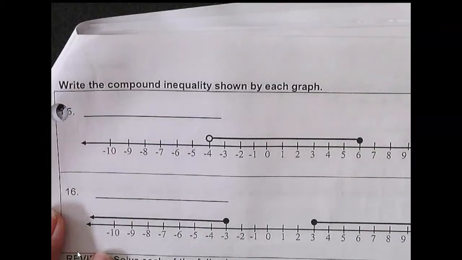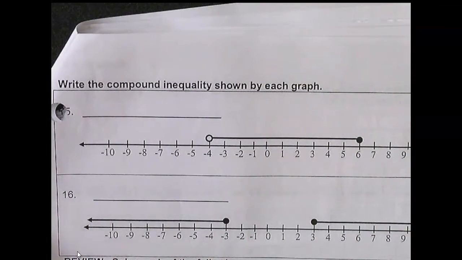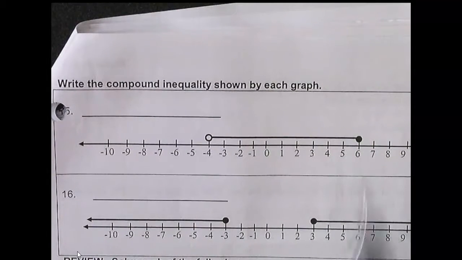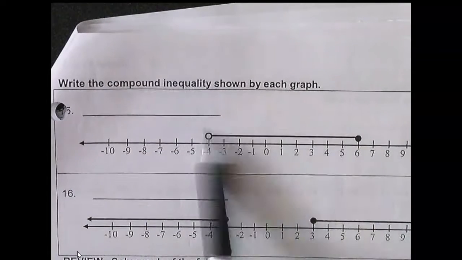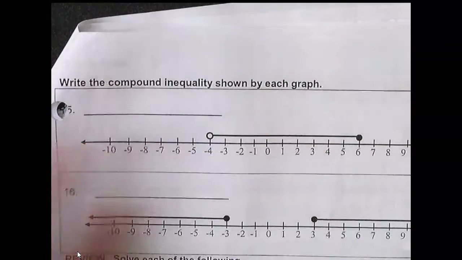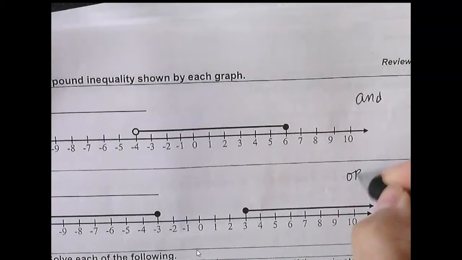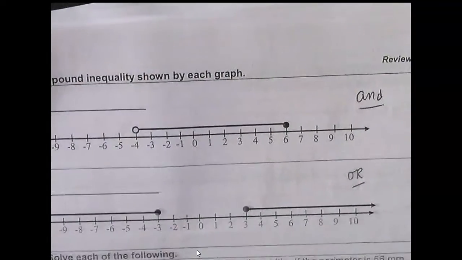Let's do another one. Question 15. So you're going to have to write the equation, and it's a compound inequality at that. Which one of these is and? Which one of these is or? Well, this one's and. The ones going opposite are or. So these are and. These are or. Heads up on that. Alrighty.